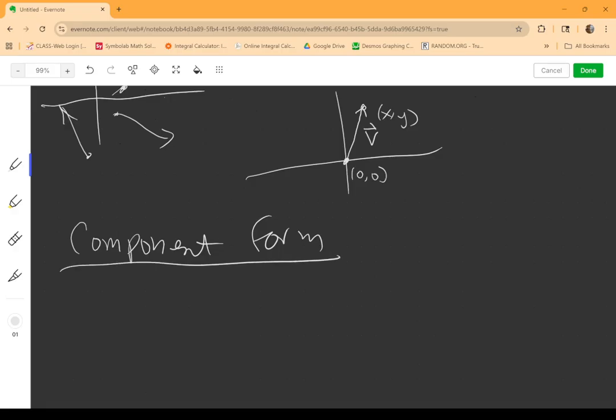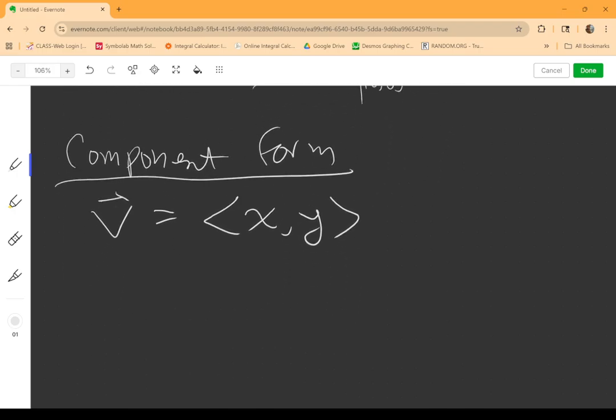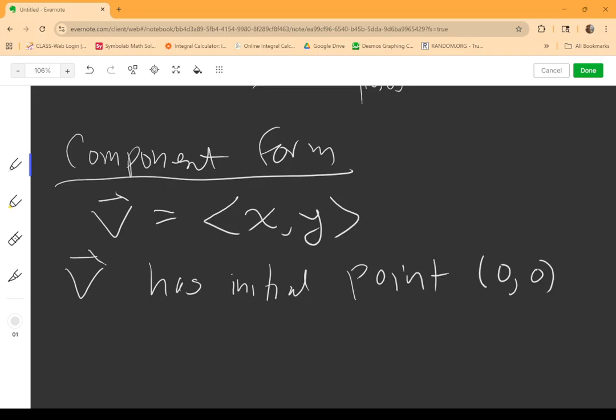All right, so the component form will define a vector v to be written like this, right? Where x and y are scalars. X and y are what are called the components. And when it's written like this, with these symbols here, it is implied that v has an initial point of 0, 0. So in other words, we're implying standard position when we write a vector in this form. We have v and the scalars x and y, its components.